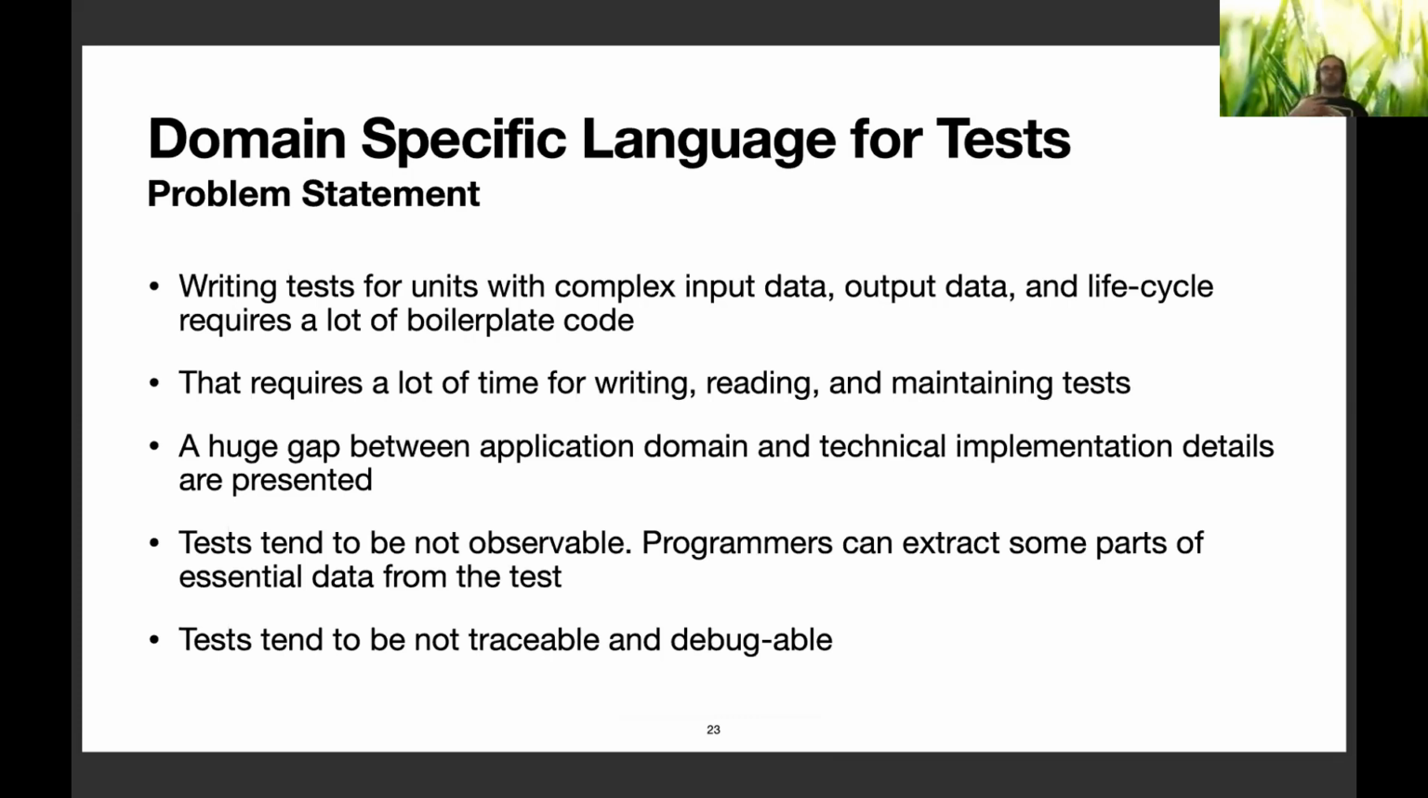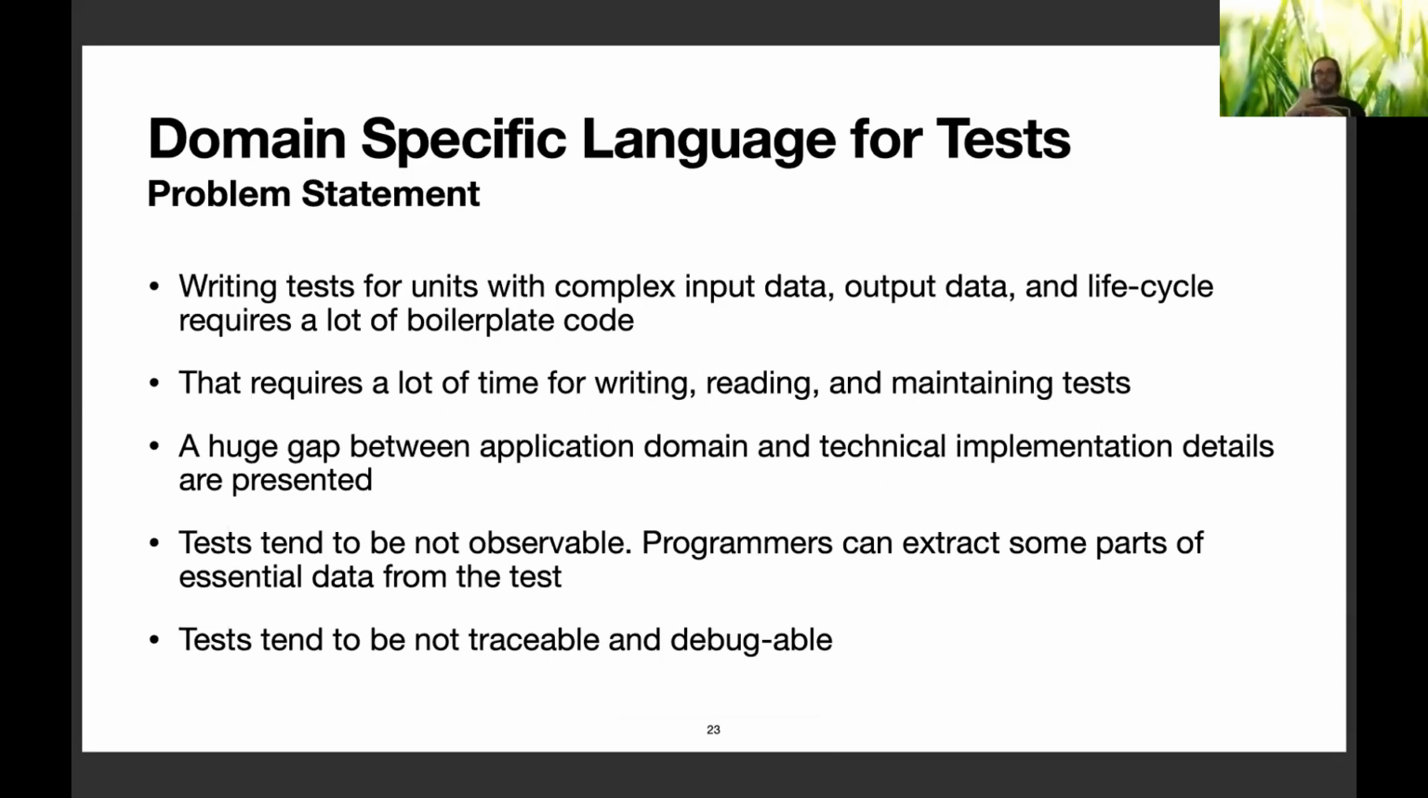Also, when we write a lot of code for our test, we usually see a gap between the application domain and technical implementation details, because it's very hard to understand what really happens in your test if it's a long test. As a consequence, the tests tend to be not observable. So you cannot look at the test and in seconds understand what's happened and what's going wrong.